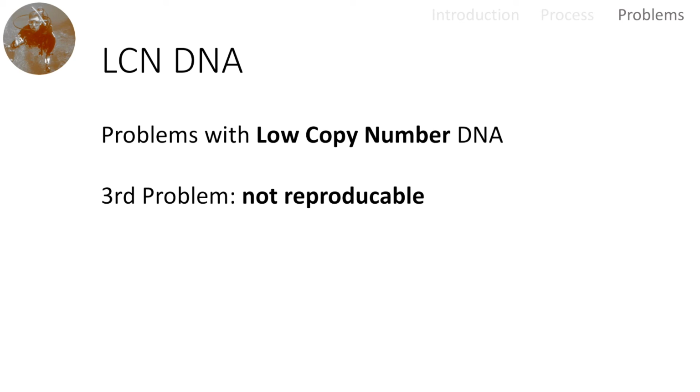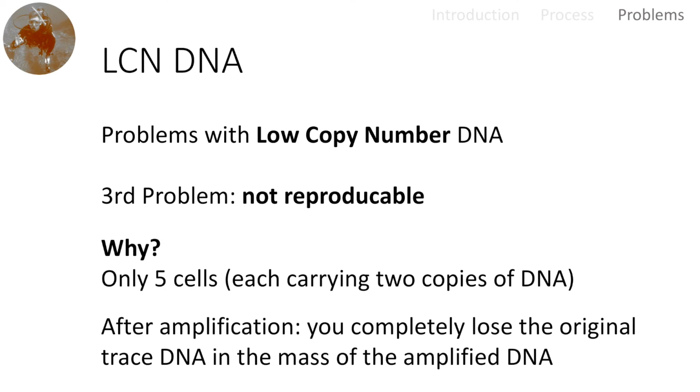But why is it not reproducible? So from nature it's not possible. You start with a small amount of DNA, you amplify this DNA, but after these steps, after these cycles in the PCR, after these amplification steps, you completely lose the original trace DNA in the bunch of amplified DNA. And you can never reproduce since you only got 5 cells.